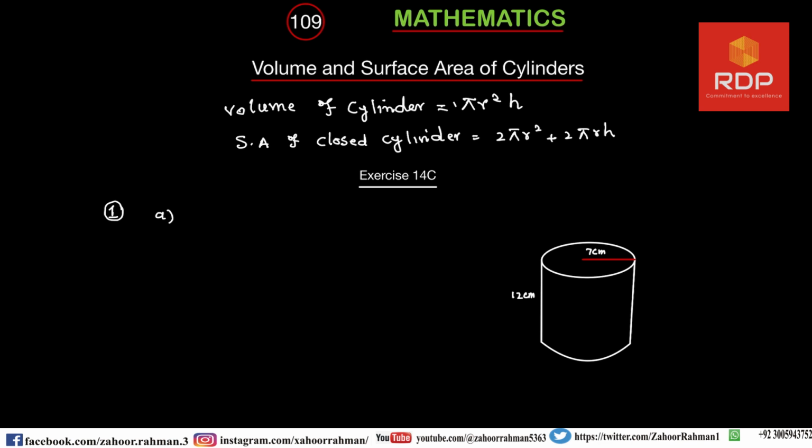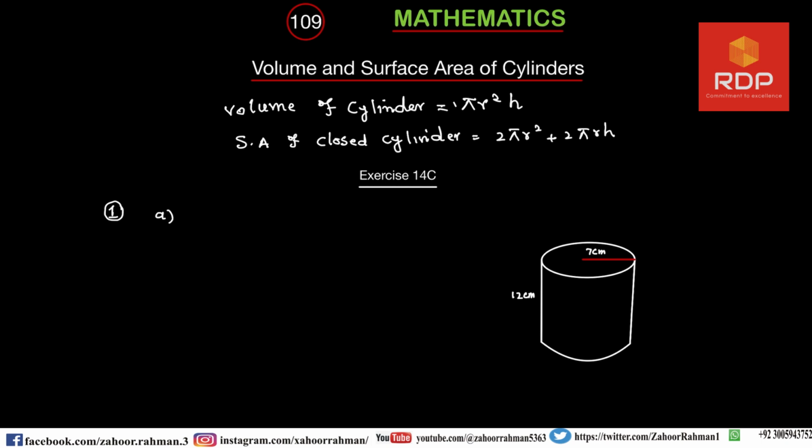This is lecture number 109 of mathematics, and in today's lecture we are going to start a new topic, and that is with the name of volume and surface area of cylinders. There are two formulas we will use in this topic.